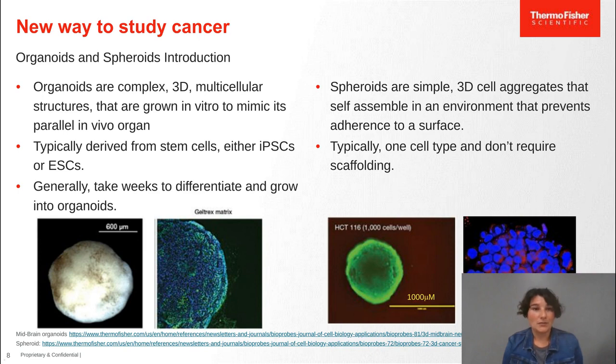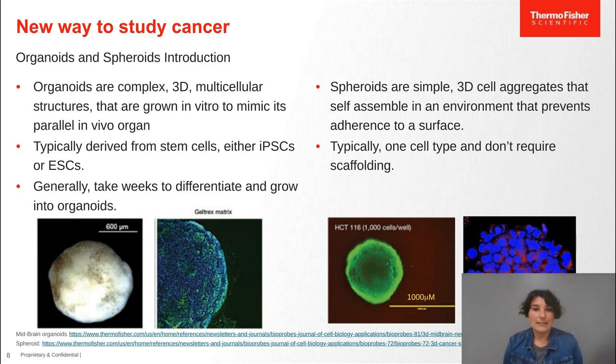The other type of 3D culture that we'll be talking about today are organoids, and these are much more complex. They're 3D as well, multicellular generally. Different types of cells go into the structures that create these organoids. They're grown in vitro to parallel the organ found in vivo. They can be derived from stem cells, either iPSCs or ESCs, and they generally take weeks to differentiate into those organoids.